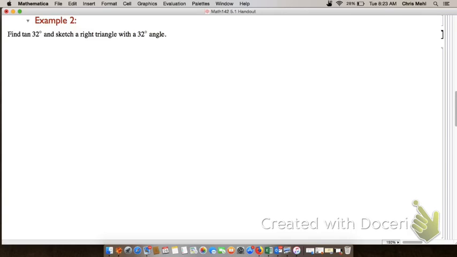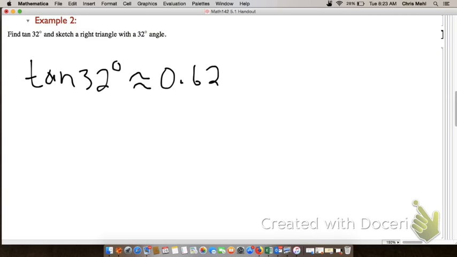So first of all, tangent of 32 degrees. You can get out your calculator and I'll round this to 2 decimal places. Make sure your calculator is in degree mode. And to 2 decimals I get 0.62.